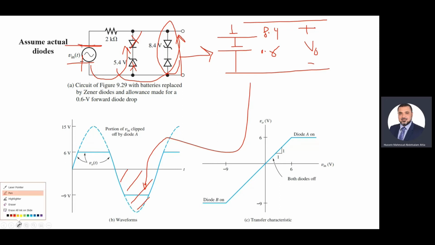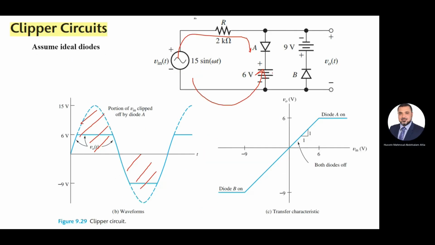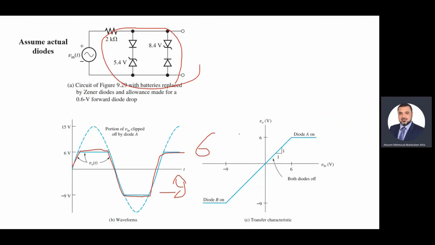So the output here is similar to the previous circuit: 6 or -9. This circuit is doing the same job as the previous circuit, but the new circuit has no source. Here I have 6 volt and 9 volt, which cost money. Here I replace the 6 and 9 volt by 2 zener.